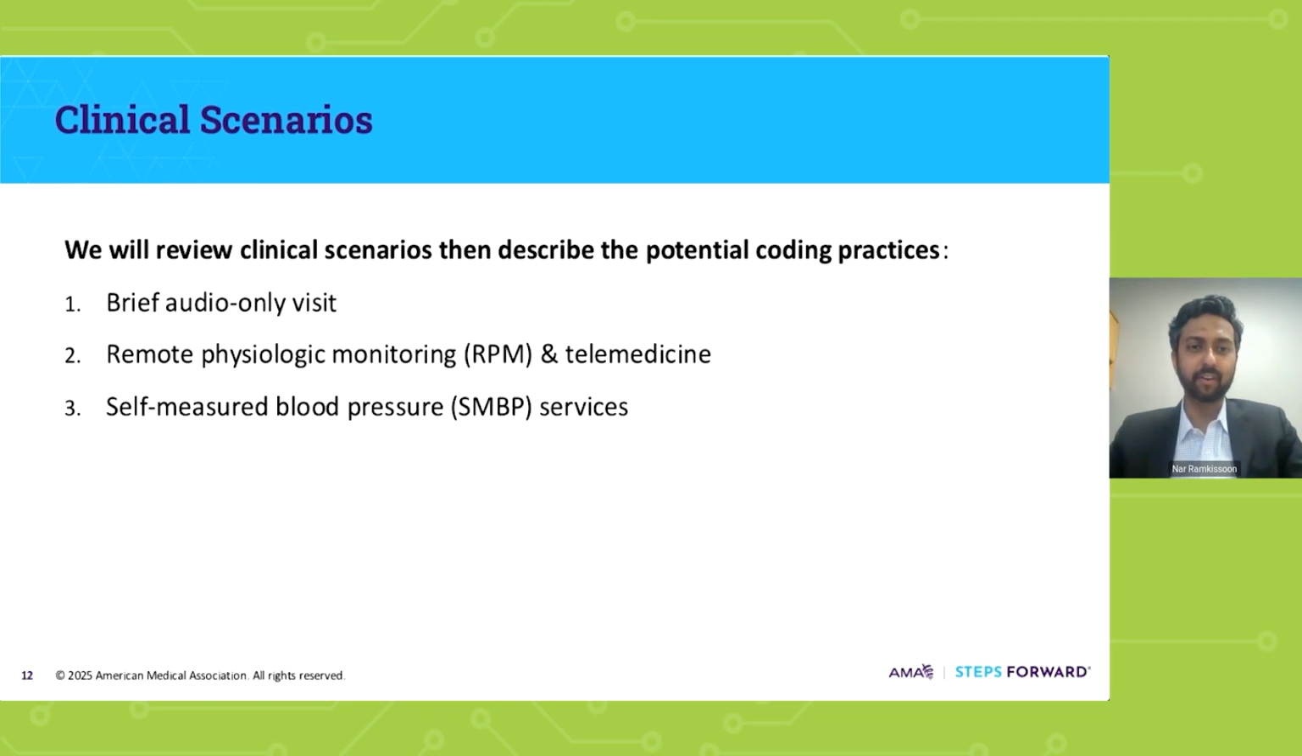Great. So again, we'll cover 3 specific scenarios. First, we'll start with virtual visits, then remote physiological monitoring, or RPM, and then self-measured blood pressure, or SMBP. Again, as we talk through these, you'll see that they kind of go from fairly broad to more specific. And before we get to the scenarios, I'll just quickly describe each of these to set us up for the coding guidance. So next slide.